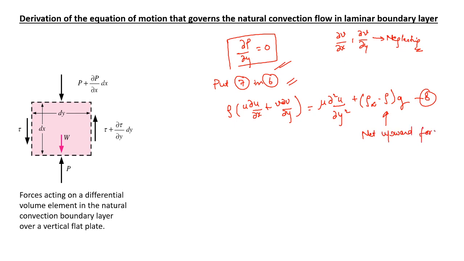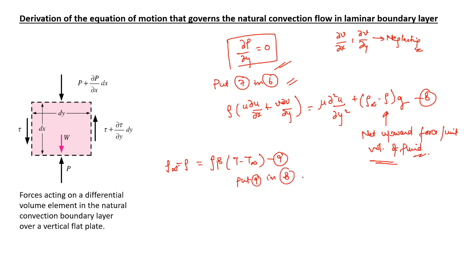upward force per unit volume of fluid. This initiates the convection current. Remember, this initiates the convection current. Now, we already have in our previous slides that ρ∞ − ρ is equal to ρβ times the temperature difference. We have already derived this density variation in terms of temperature difference, and let's say this equation is 9. Now put this equation number 9 in equation number 8 and rearrange.